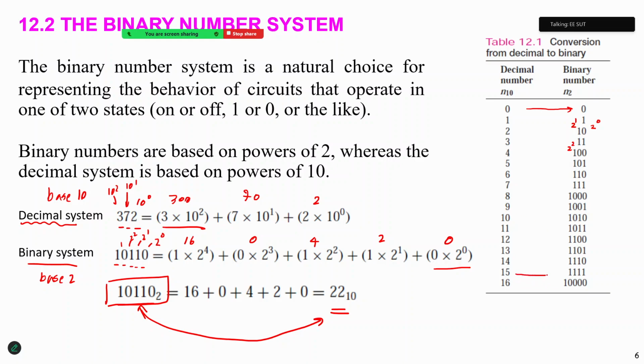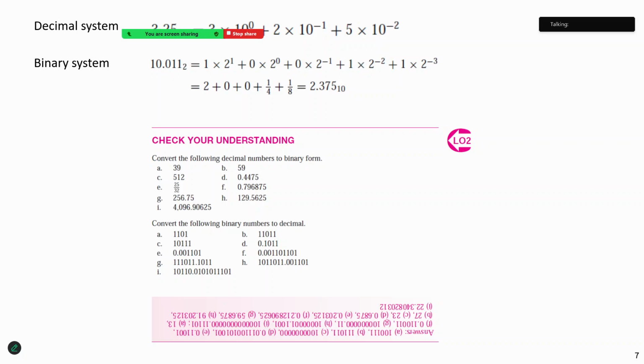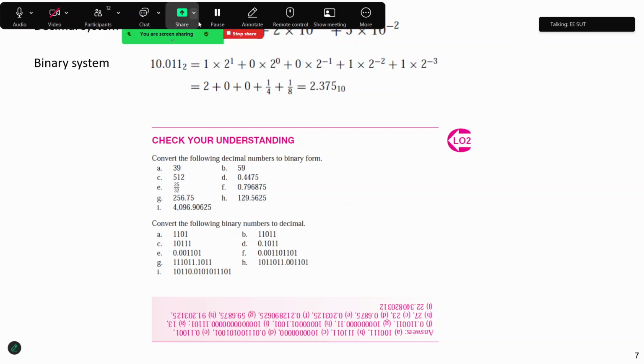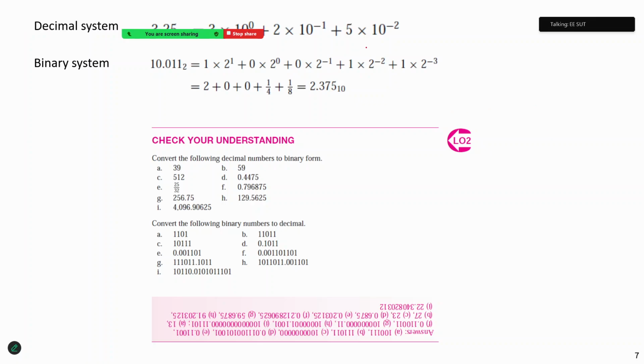And this value is for 111. If we use 4 digits, the maximum value is 15, right? From 0 to 15, right? We can represent 16 numbers, from 0 to 15, here with 4 binary digits. And I leave this slide for you to check your understanding, right?